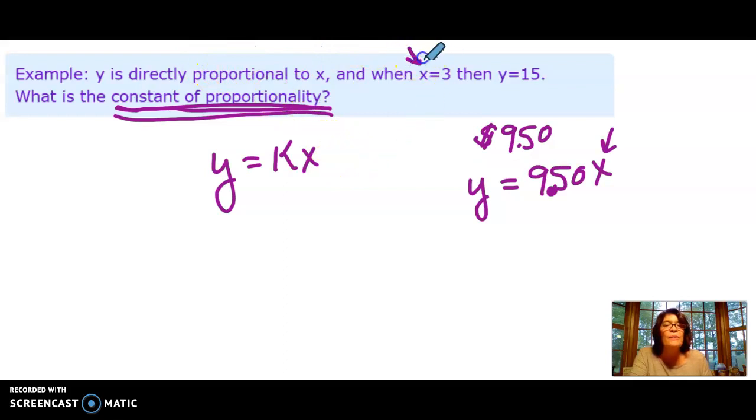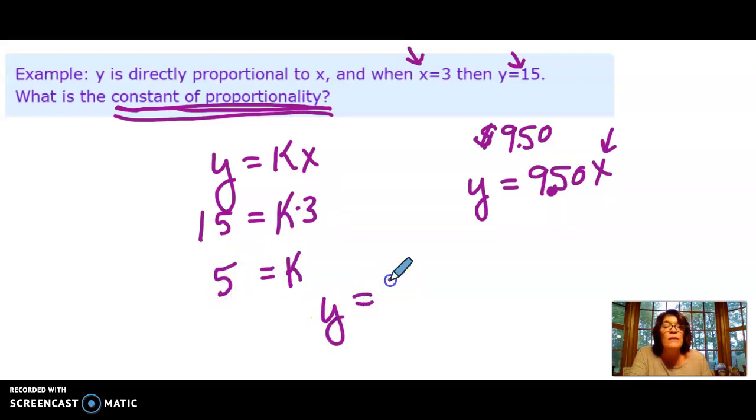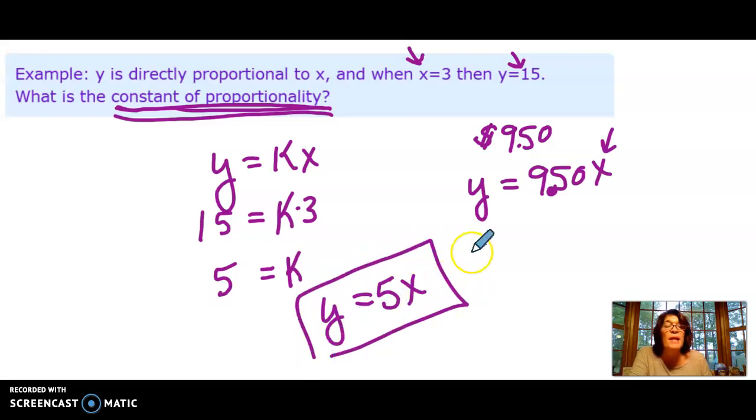Well, we already know one x and y point, so I'm just going to put them in. They said that y was 15 when x was 3. Well, that tells me that k is 5. So now I know my direct proportion is y equals 5 times x. x and y are directly related by a constant of 5. That's the constant of proportionality.